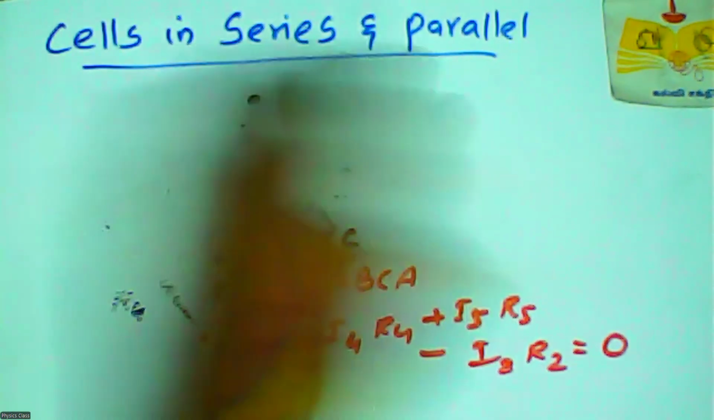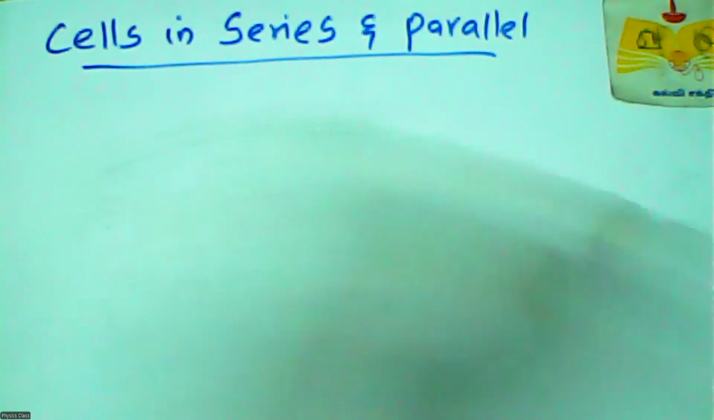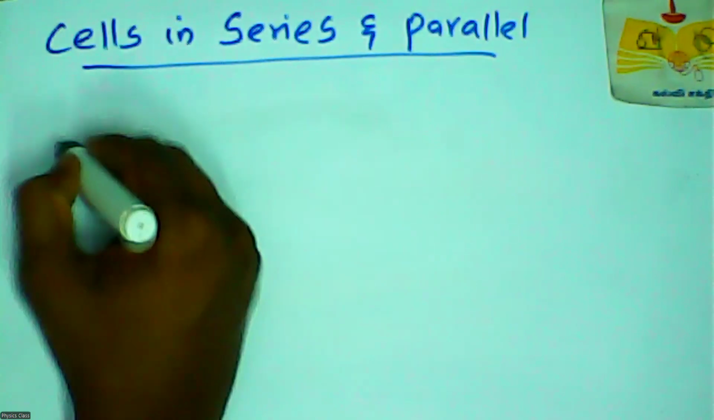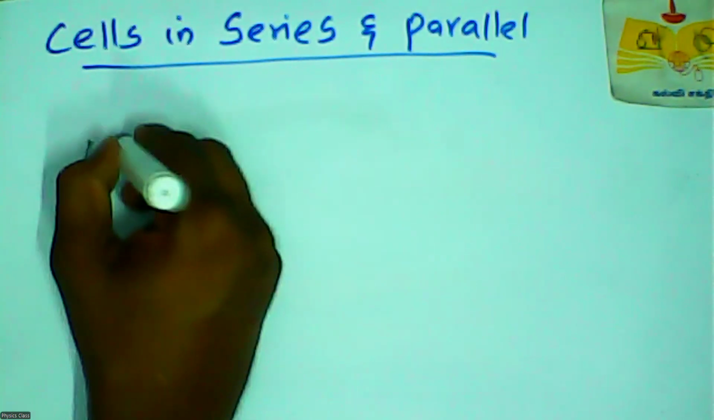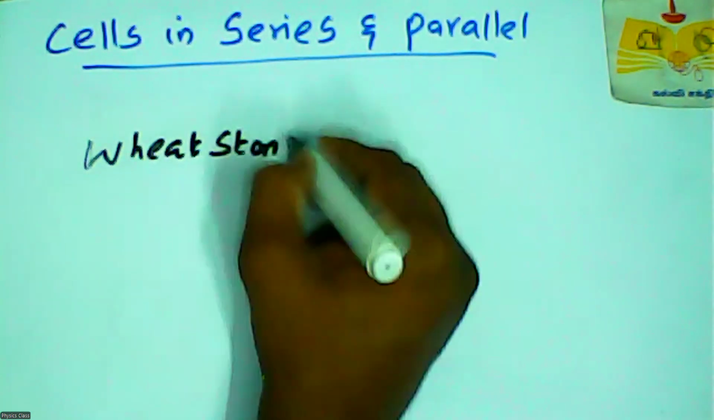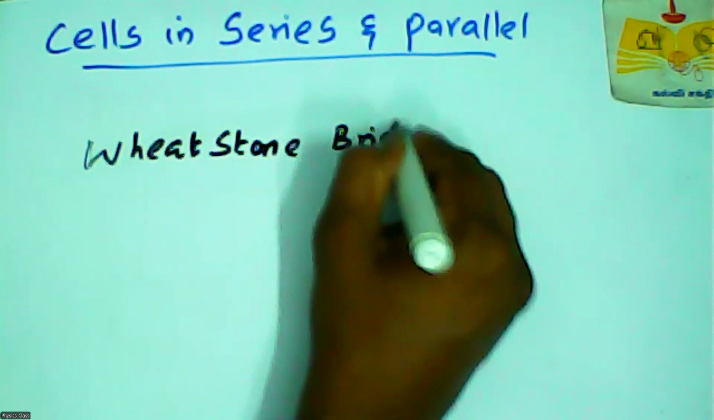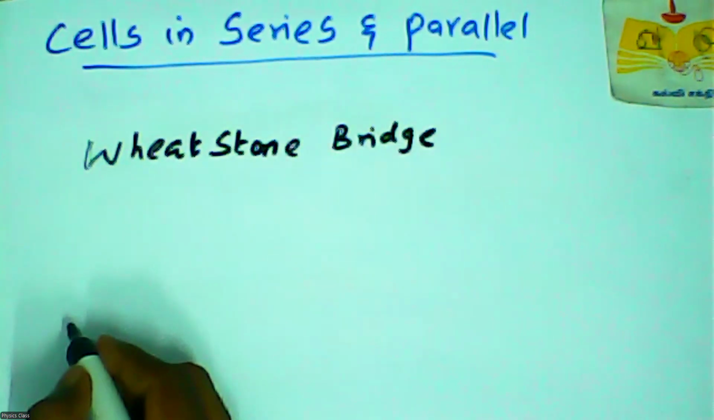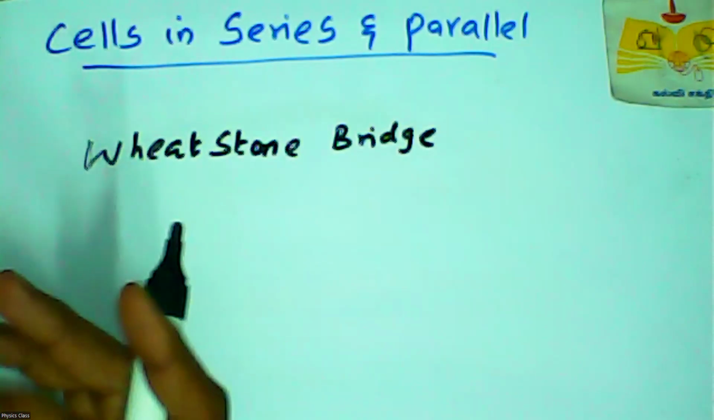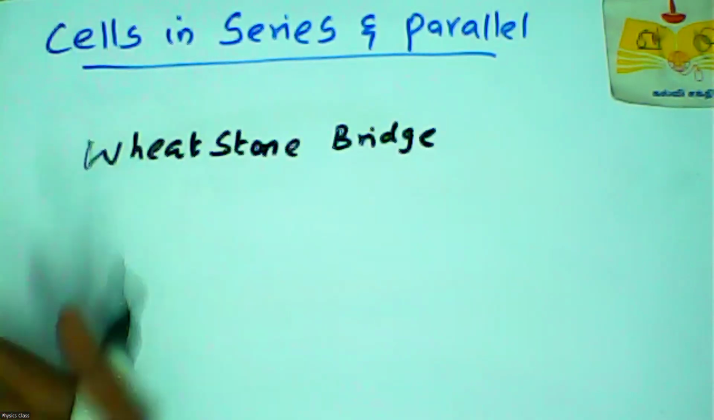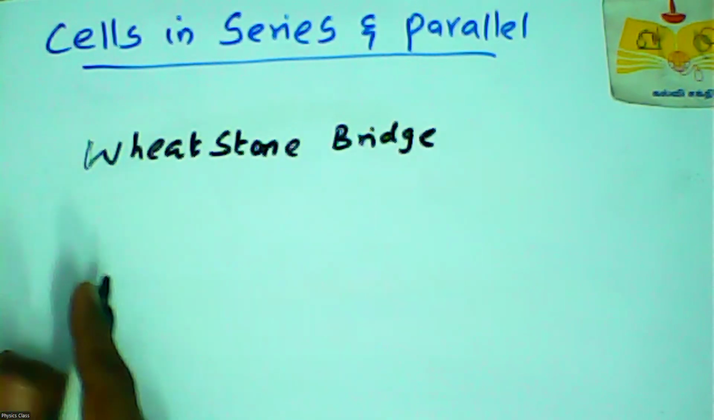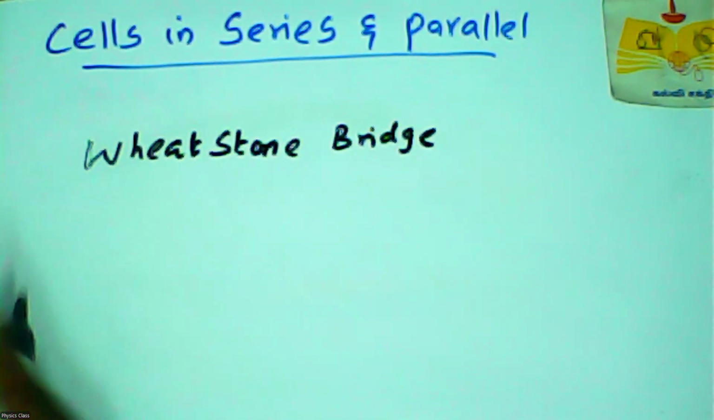Okay. Then the next topic, that is the Wheatstone bridge. This is a special circuit which is used to precisely measure an unknown resistance. So the Wheatstone bridge is a special circuit used to precisely measure an unknown resistance.